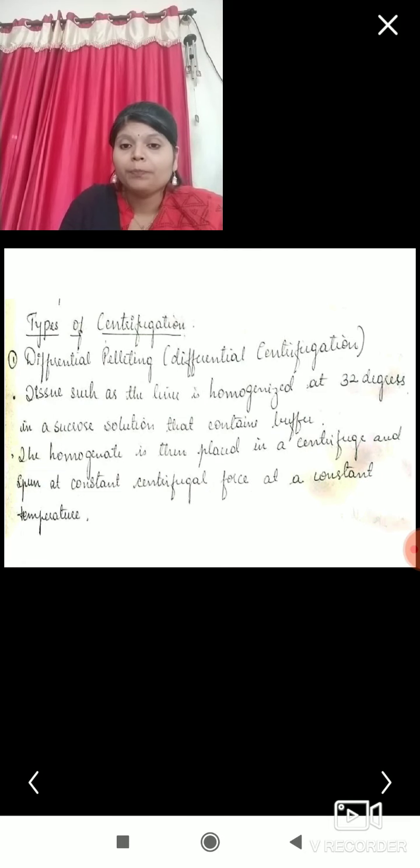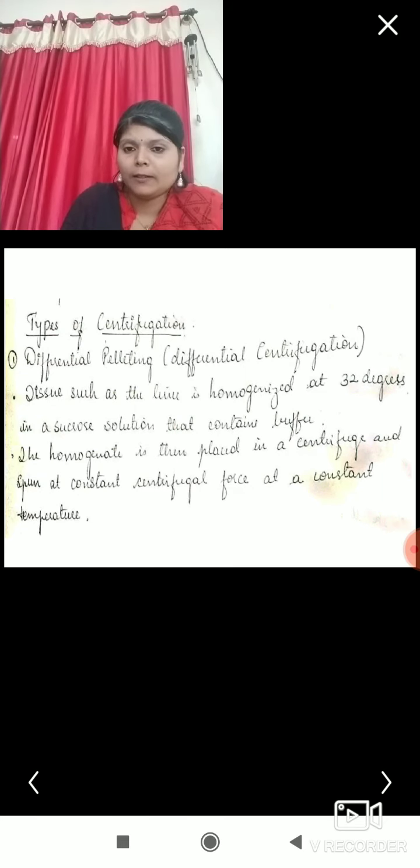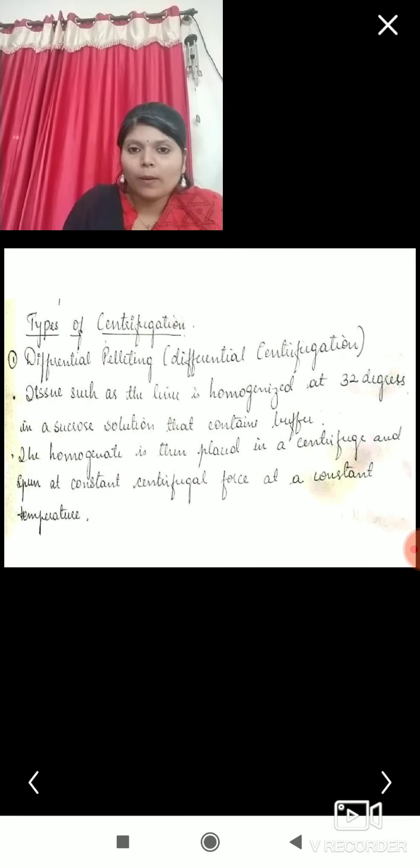So the types of centrifugation, let us go through, and their applications we will study a little later. The differential pelleting is one of the first methods of centrifugation. How are we actually going to go about this? Take a tissue such as the liver, homogenize that at 32 degrees Celsius in a sucrose solution, which also contains a buffer.